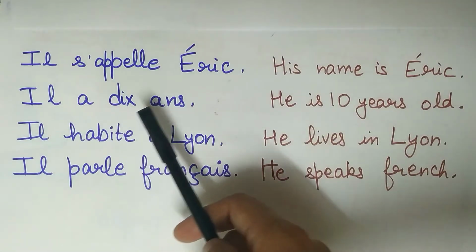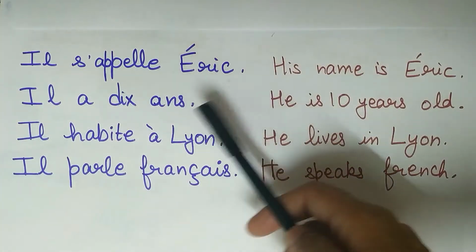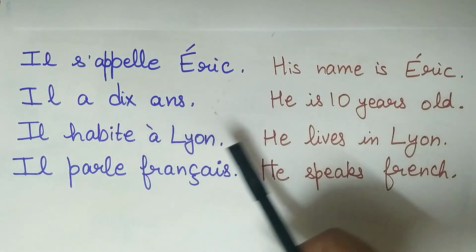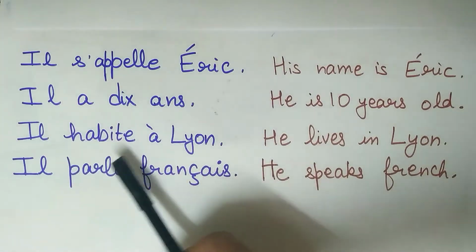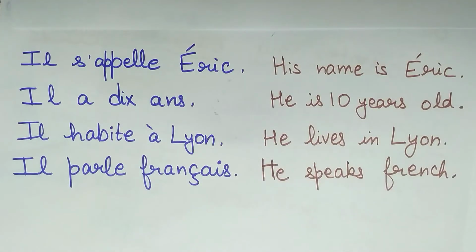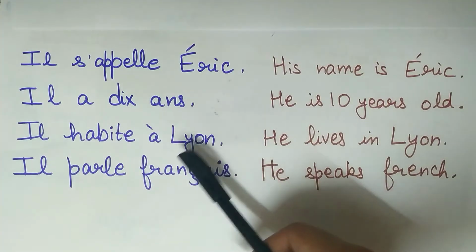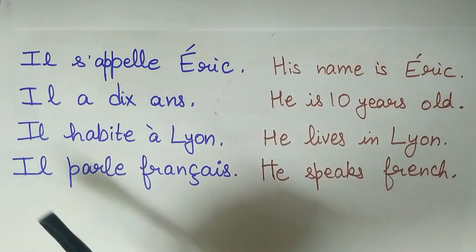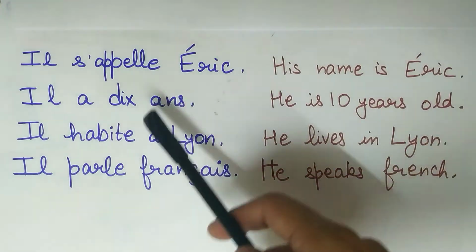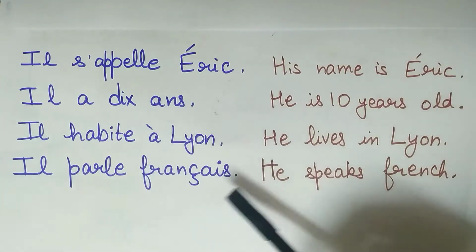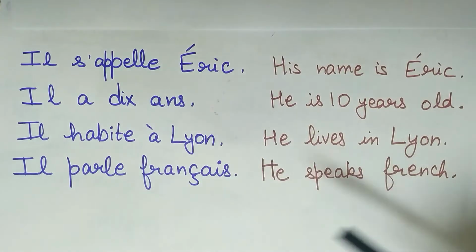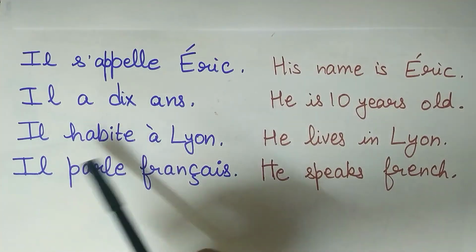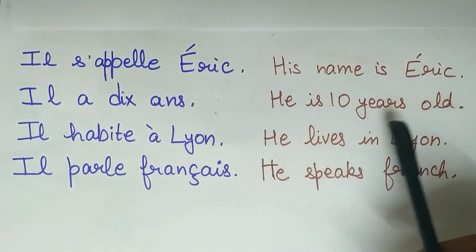Il a 10 ans. He is 10 years old. Il habite à Lyon. Habite, you remember, means to live. Il habite à Lyon. Habite means live, and Lyon is a city in France. So il habite à Lyon will be he lives in Lyon. Il parle français. Parle means to speak, so he speaks French.